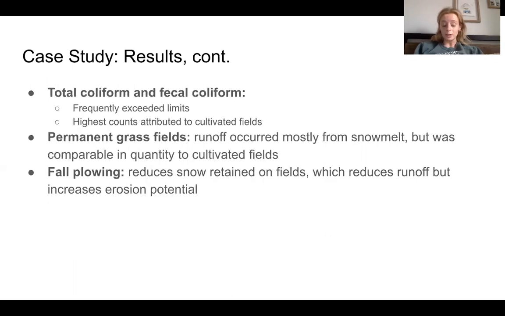Total coliform and fecal coliform densities in runoff frequently exceeded limits, however, and highest counts were attributed to cultivated fields, so farming. Additionally, they found that permanent grass fields had comparable quantities to cultivated fields, but the runoff was mostly from snowmelt rather than rainfall. There's grass holding the soil down, so there's going to be less soil erosion than you would find in cultivated fields. And fall plowing could reduce the snow retained on fields, which reduces runoff from rainfall, but it'll increase the erosion potential overall.